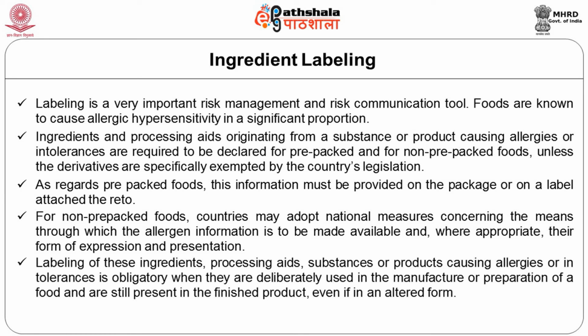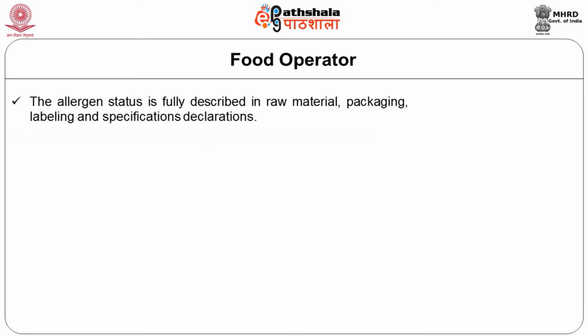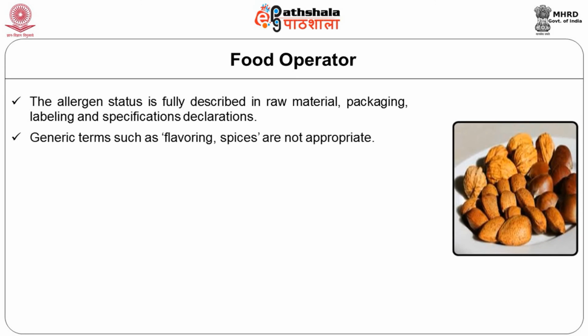Labeling of these ingredients, processing aids, substances, or products causing allergies or intolerances is obligatory when they are deliberately used in the manufacture or preparation of food and they are still present in the finished product, even in an altered form. Therefore, the food operator will need to ascertain that allergen status is fully described in raw material, packaging, labeling, specifications, declarations, etc. For instance, generic terms like flavoring or spices are not appropriate where these substances originate from allergenic sources, and according to European legislation, this is very strictly followed.